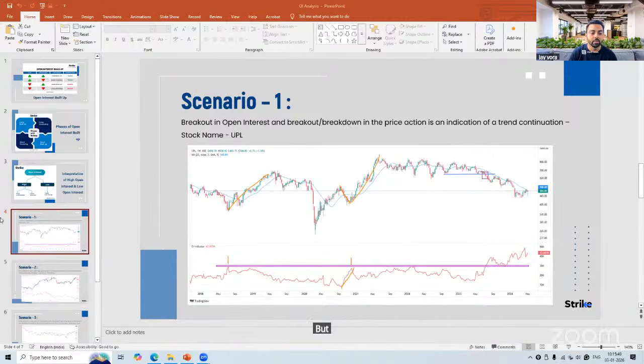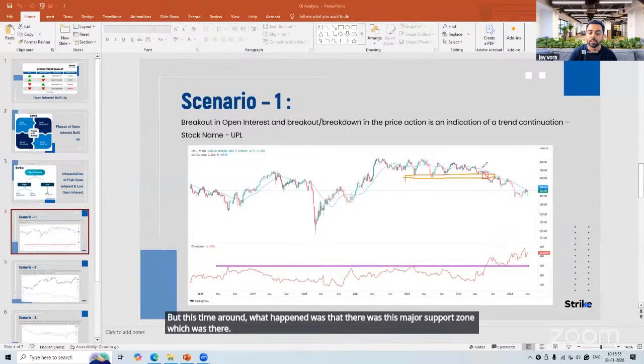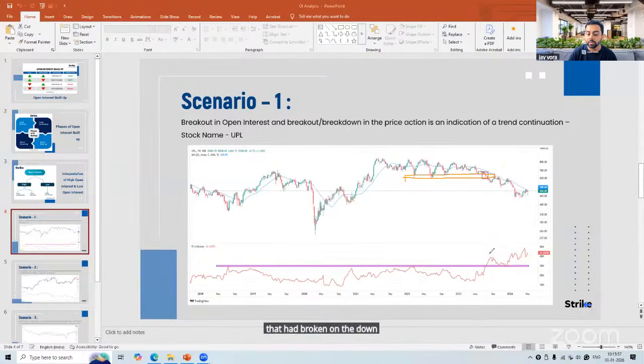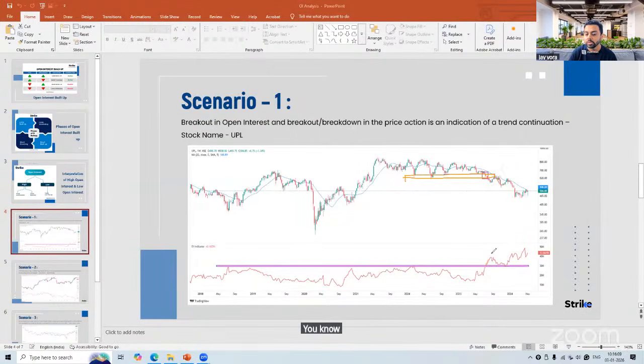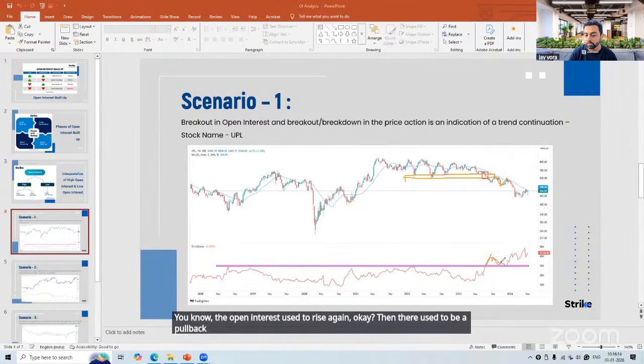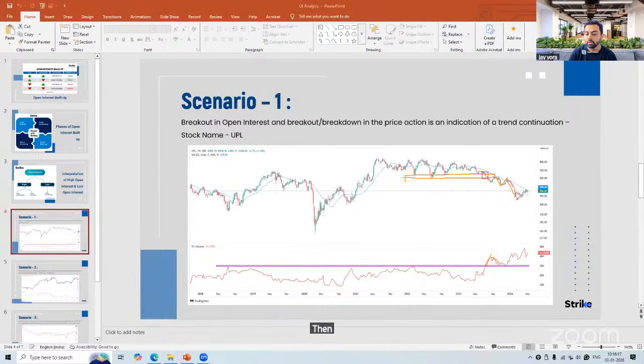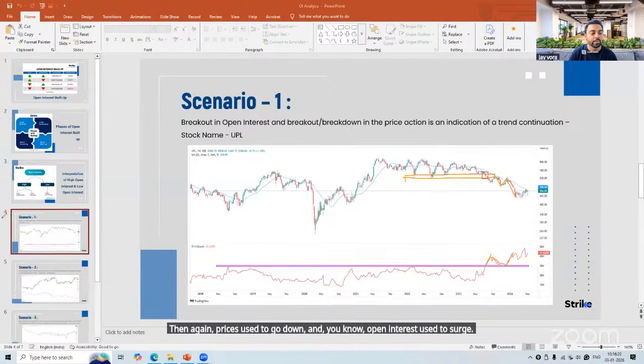But this time around, there was a major support zone that had broken on the downside, and over there open interest rose as well. After that, from time to time there were some pullbacks, but the open interest was at an elevated level, and as the decline used to start, the open interest used to rise again. Then there used to be a pullback, some short covering, then again prices used to go down, and open interest used to surge, and that way a lot of shorting was happening over here.